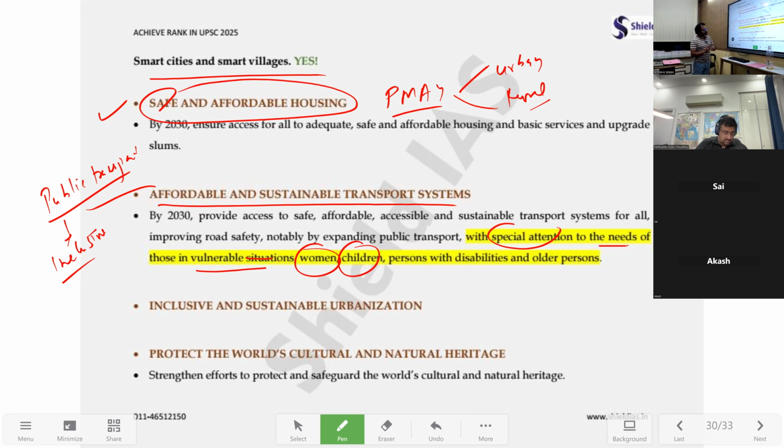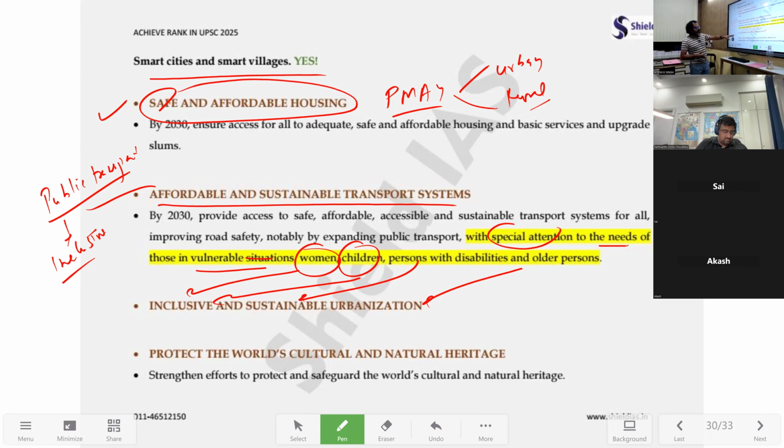Now, next is inclusive and sustainable urbanization. Now, inclusive for whom? More inclusive facilities for women, more playing zones for the children. Persons with disabilities should have what? Accommodation, in buildings and transportation. Older persons should have what? Places to relax, community clubs. So we need to create inclusive and sustainable urbanization.